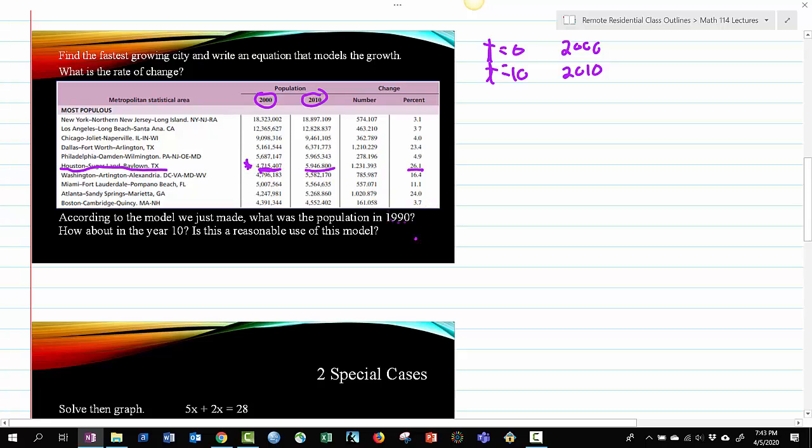All right, I'm not doing that. You would have to answer this question, but I want to focus on this: according to the model we just made, what was the population in 1990? So we've got population for 10 years, 2000 to 2010. We want to use it to project the population in 1990.